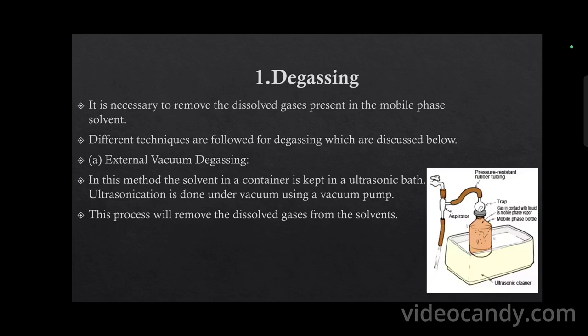Next is degassing. It is necessary to remove the dissolved gases present in the mobile phase solvent. Different techniques are followed for degassing, which are discussed below. First is external vacuum degassing. In this method, the solvent in a container is kept in an ultrasonic bath. Ultrasonication is done under vacuum using a vacuum pump. Here is the visual representation of external vacuum degassing. This process will remove the dissolved gas from the solvents.